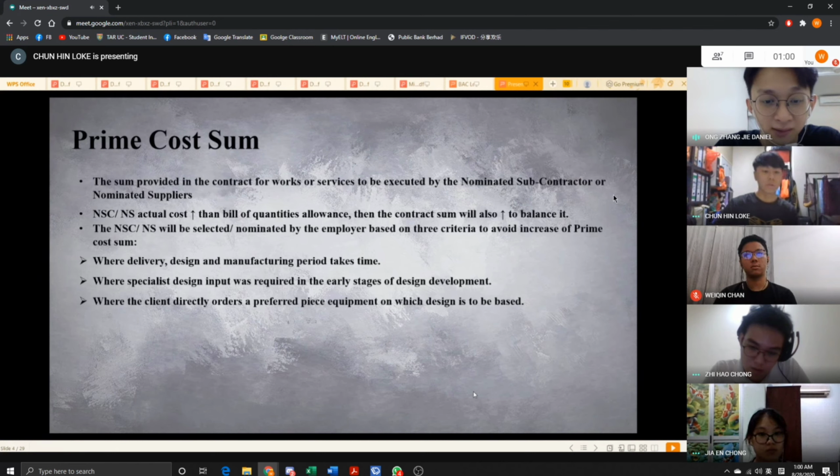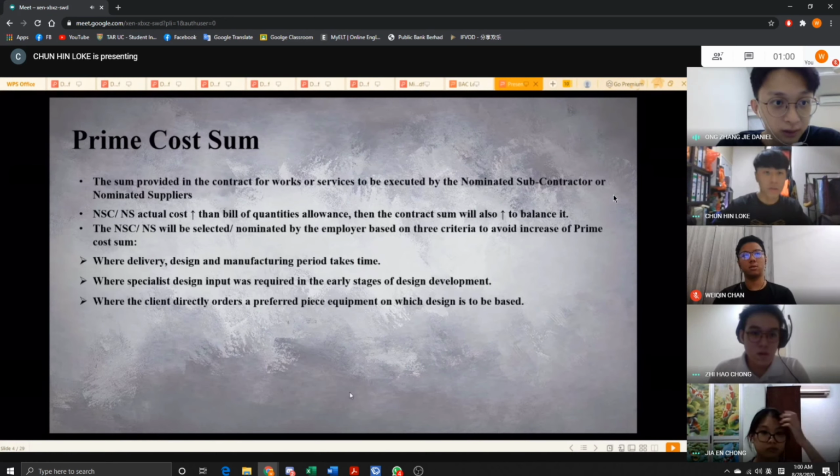Next, prime cost sum is sum provided in the contract for works or service to be executed by the nominated subcontractor or for materials and goods to be supplied by nominated suppliers. If the nominated subcontractor or nominated supplier's actual cost is higher than the bill of quantities allowance, then the contract sum will be increased, and vice versa. So normally employer will select or nominate their supplier or contractor to avoid increase of prime cost sum.